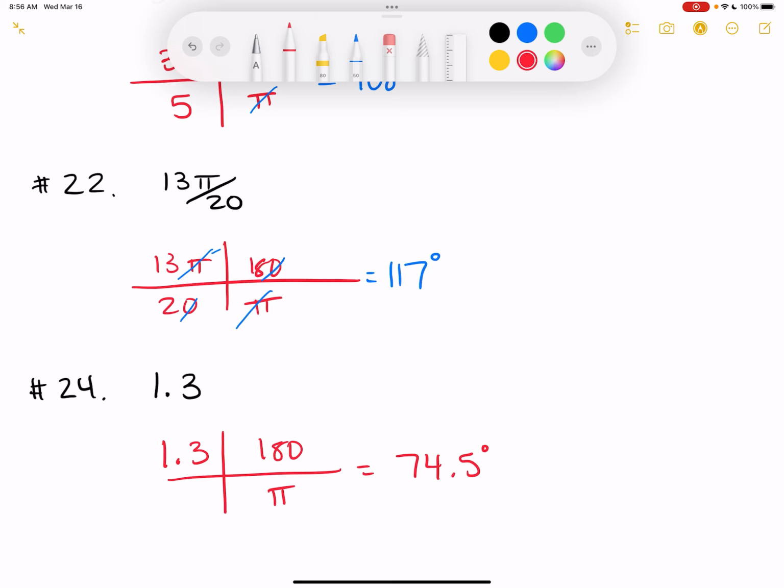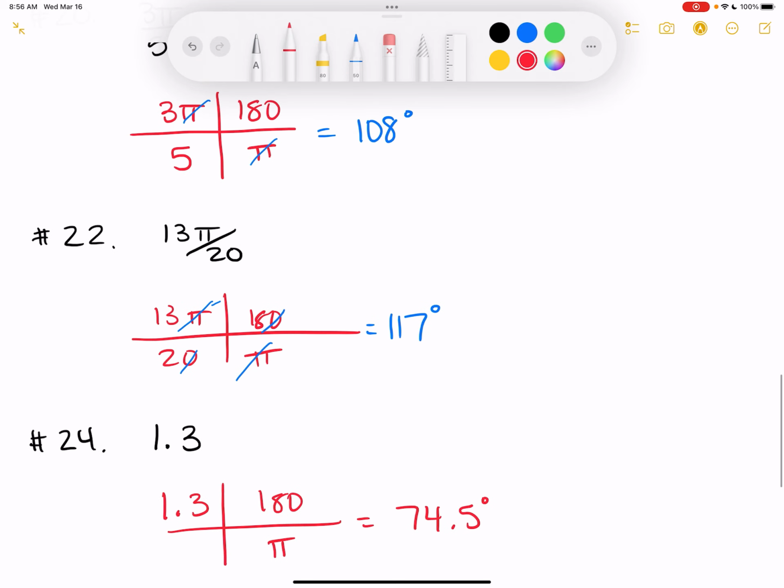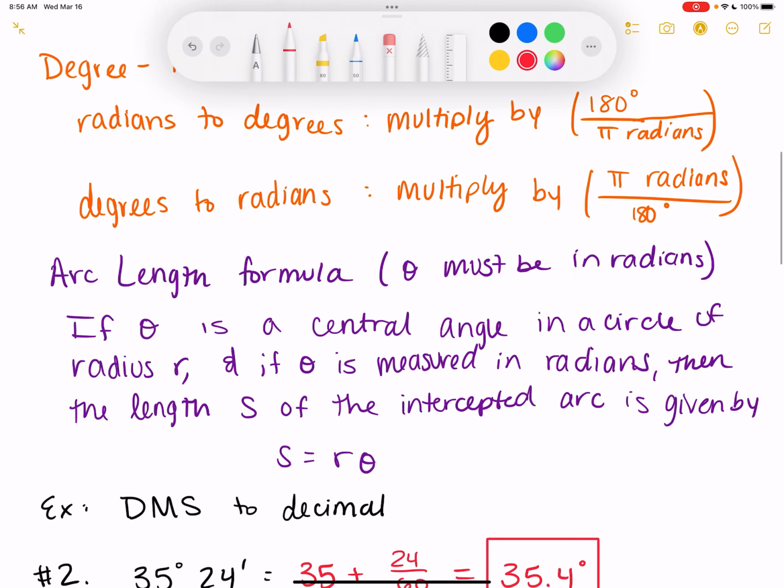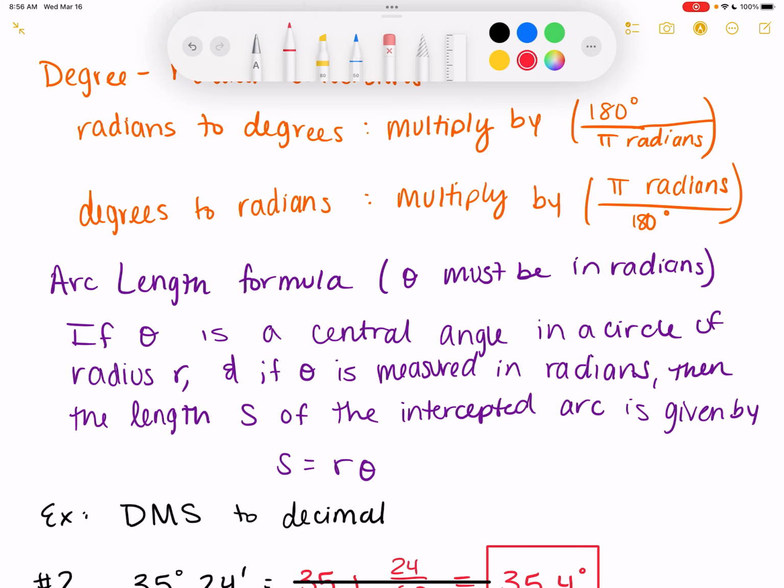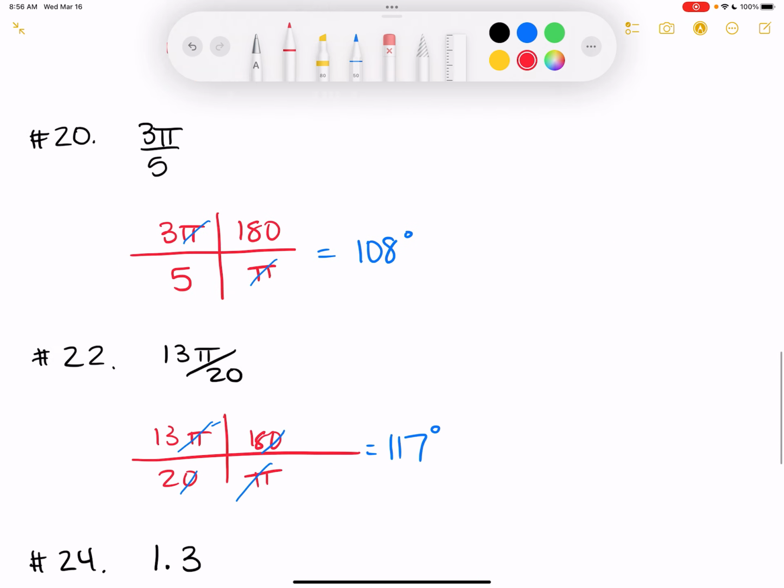Now they don't have any that are conversions of degrees to radians, but when we do the next stuff, when we do the arc length and stuff, theta has to be in radians. So I'm going to show you conversion of degrees to radians in case they start you with degrees.